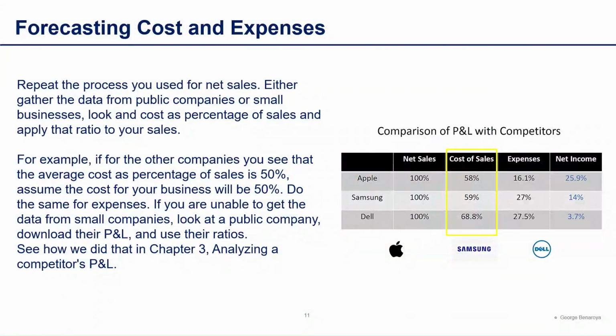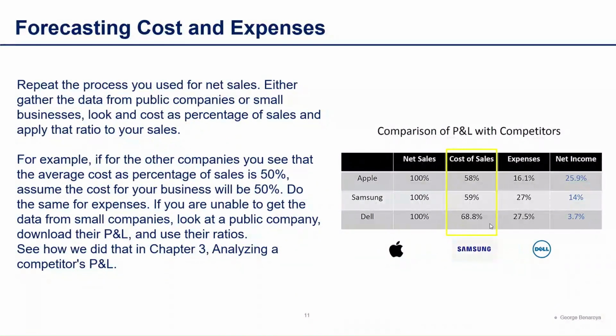Forecasting cost and expenses. Repeat the process you used for net sales. Either gather the data from public companies or small businesses, look at cost as a percentage of sales, and apply that ratio to your sales. For example, if for the other companies you see that the average cost as a percentage of sales is 50%, assume the cost for your business will be 50%. Do the same for expenses.